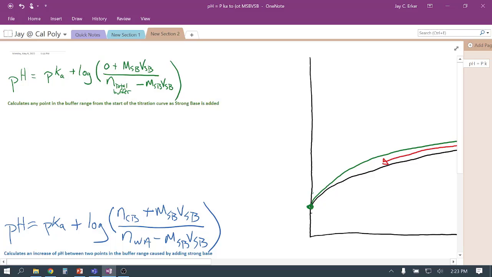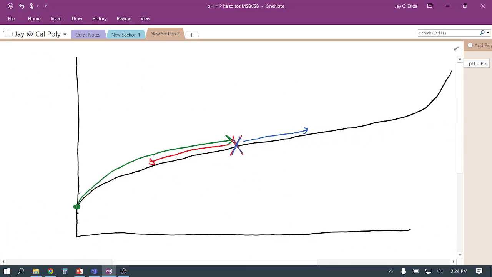At this green point, it would be all weak acid. But we can imagine any point along this green line being some amount of conjugate base and weak acid. So we can get to any one of those starting conditions. We can then also imagine calculating to that red line, calculating to the beginning of the buffer range, or calculating all the way to this blue line. We can, using that one green equation, calculate any of these points.